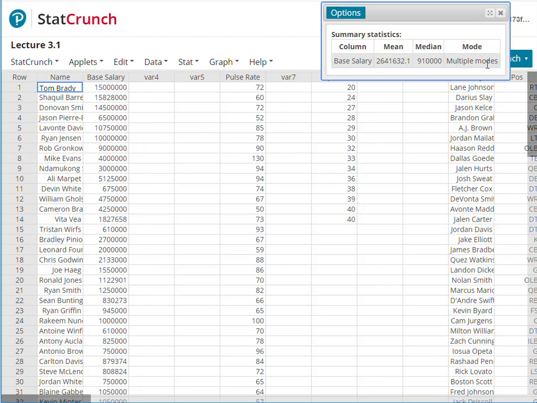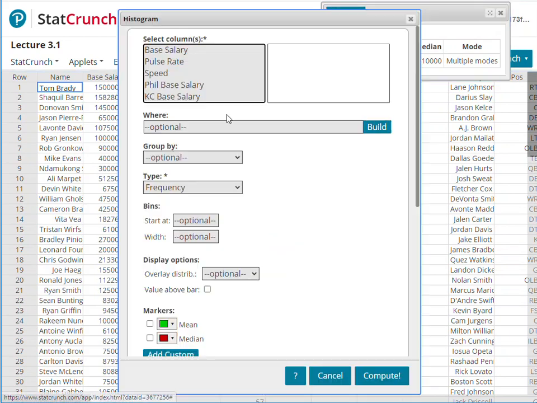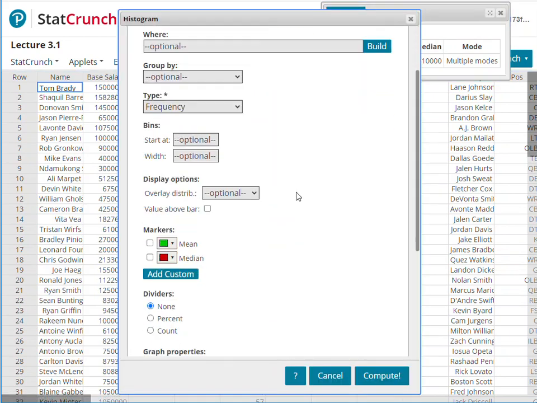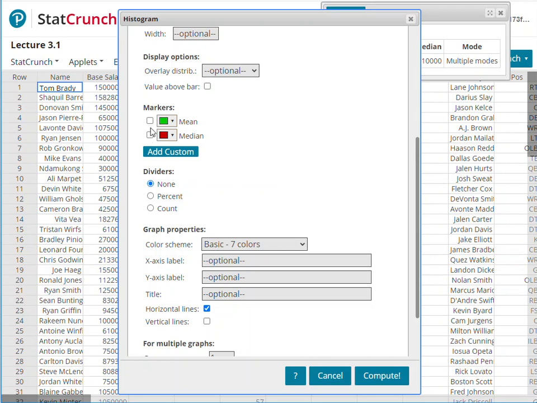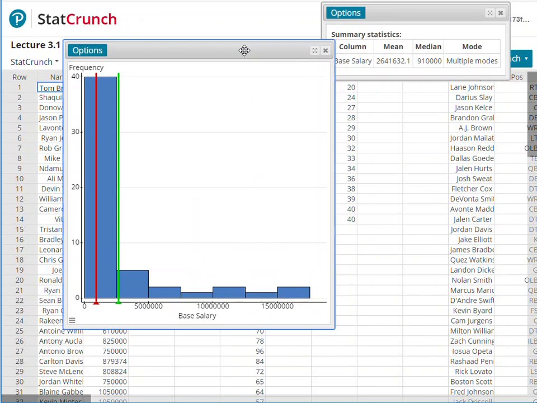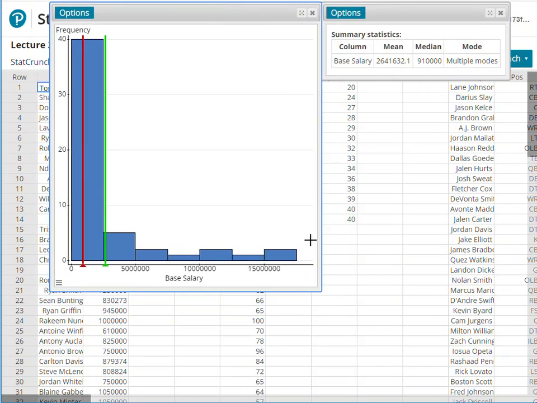Now, since we're here, let's look at the graph. Remember that a salary is considered a quantitative variable, and so therefore we're going to look at a histogram to represent the graph. We'll go to graph, histogram, base salary, and just for this, we're going to add these two markers here. I want to put on top of this graph where the mean is located and where the median is located. So when I click compute, here is the histogram representing the base salary that we were just referring to.